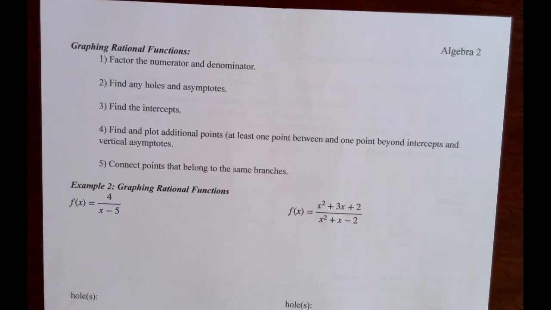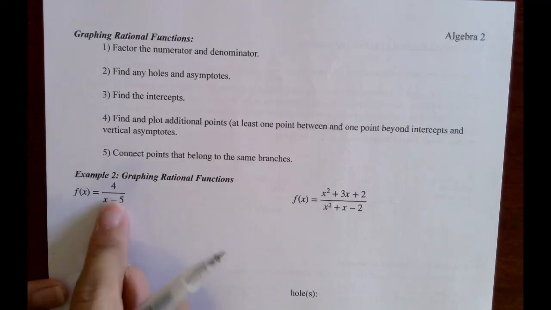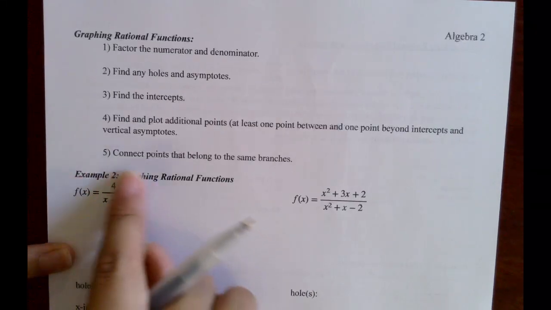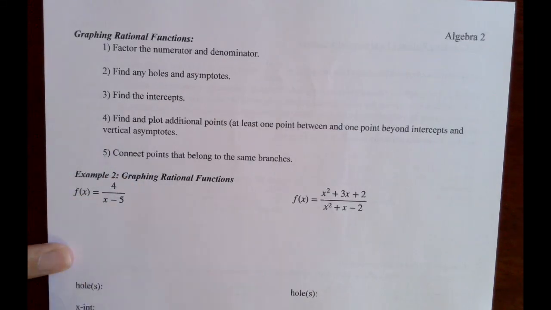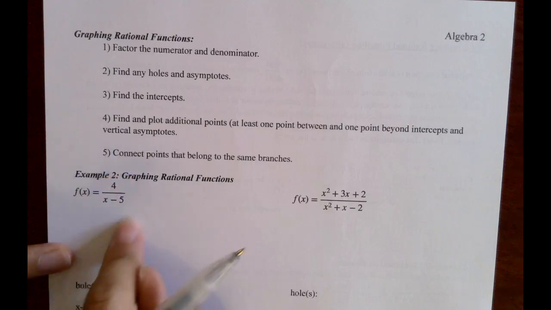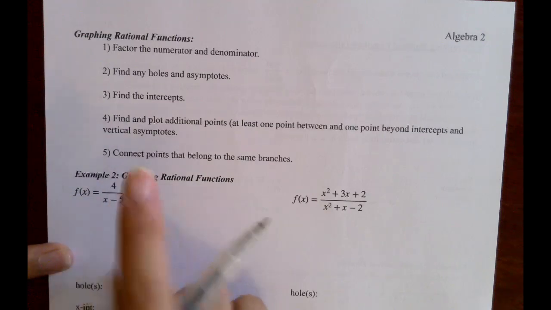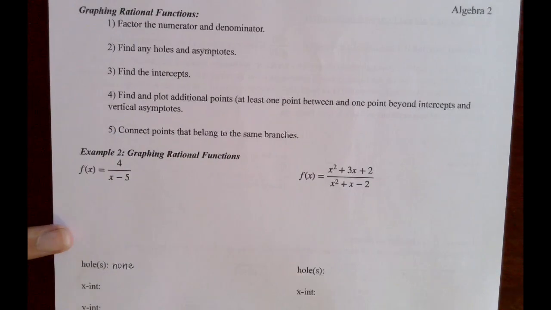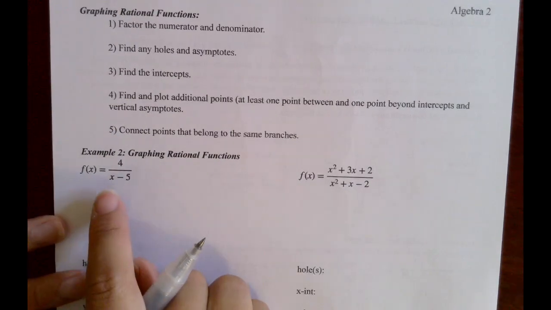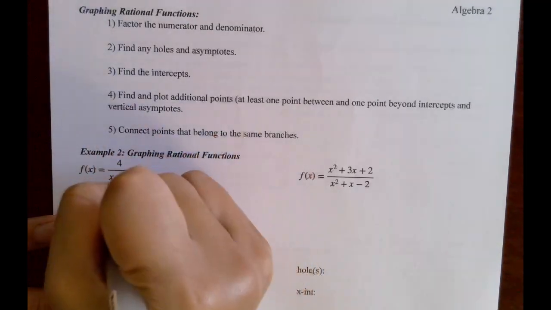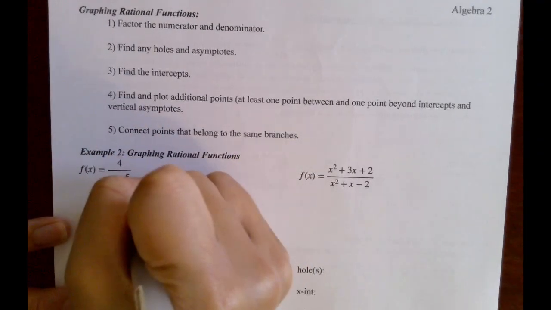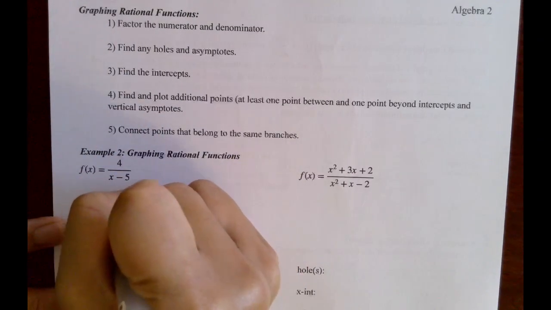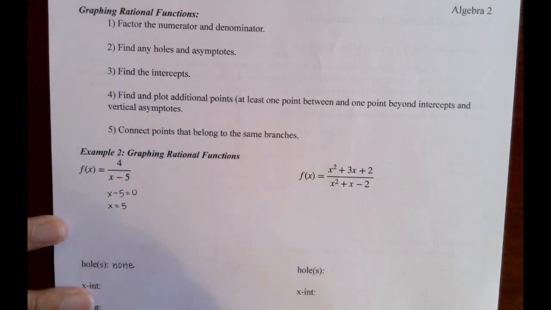Okay? So here we're going to start first by factoring the numerator and denominator. That's done for us. It's already factored. Then we're going to find any holes. So here, since there's nothing to cross out, there's going to be no holes. So under holes, I put none. However, we do have a vertical asymptote, right? x minus 5 equals 0. So that means x equals 5. That's going to be our vertical asymptote.